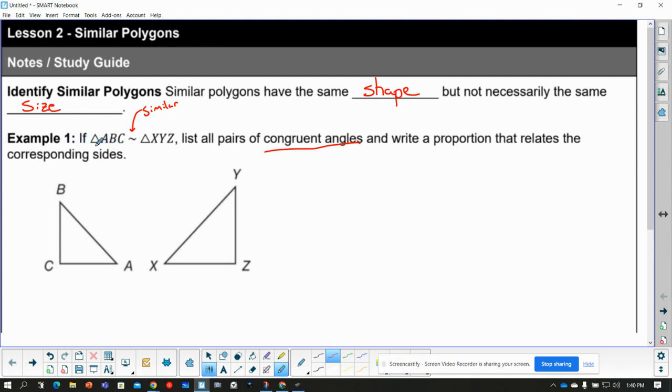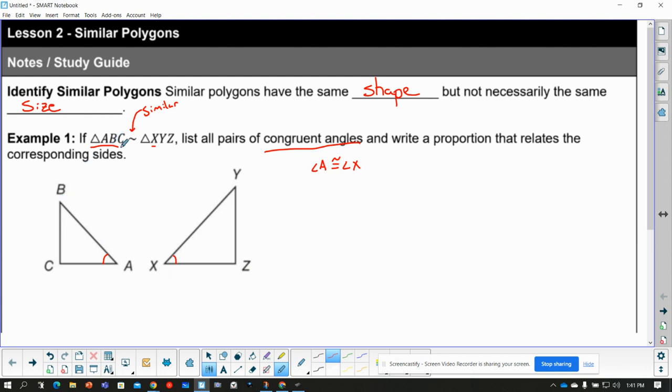Now here's the thing. The way the name is given here is the important part. ABC is similar to XYZ. ABC is not similar to ZYX. It's similar to XYZ. So the order of these letters is telling me which angles are actually going to be congruent. Notice the first letter that I use in naming this triangle, ABC, is A. So angle A is going to be congruent to, in the first letter that's over here, angle X. So angle A is congruent to, that's our congruent symbol, angle X.